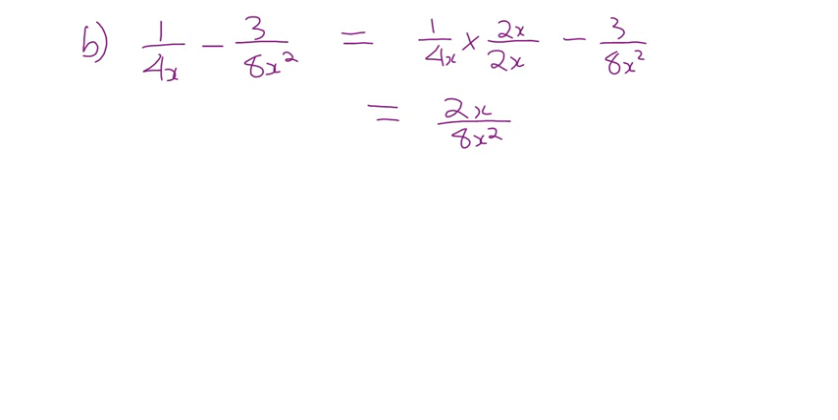This goes back to 1 over 4x minus 3 over 8x squared. Okay, and then we get to combine that, 2x minus 3, and keep the common denominator.